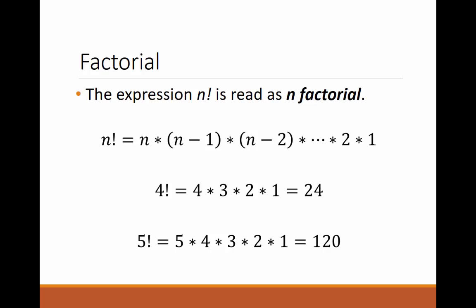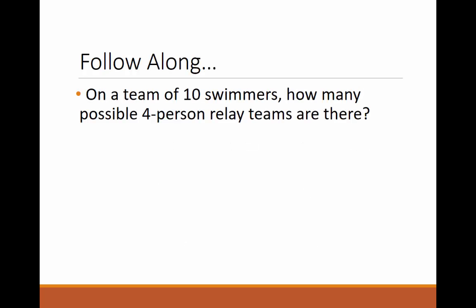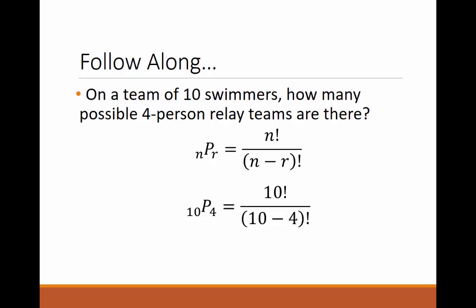Let's take a look at an example of a permutation. On a team of 10 swimmers, how many possible 4-person relay teams are there? Again, the main thing that we want to remember about permutations is that order is going to be important. We are selecting a specific number of items, and those items cannot repeat. In that 4-person relay team, a single person cannot swim 2 different relay legs. This would be an example of a permutation. There are 10 swimmers to select from, and we're going to specifically select 4.